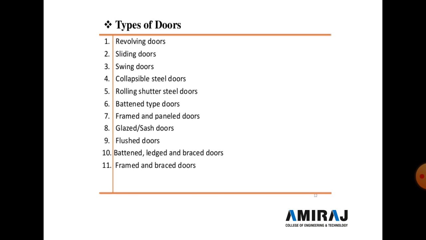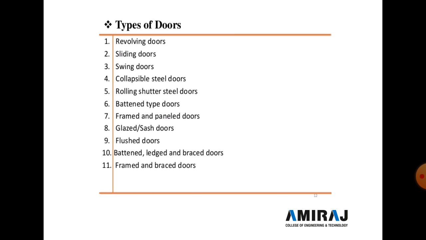Now next we discuss the types of door. Here there are 11 different types of door that we generally use in different buildings, like a residential building, a commercial building, or a public building. So here we discuss them one by one.